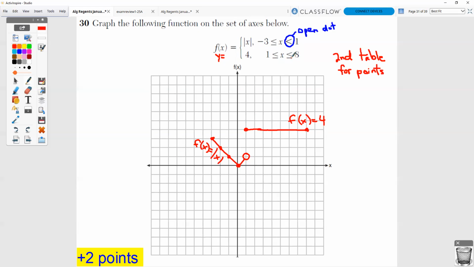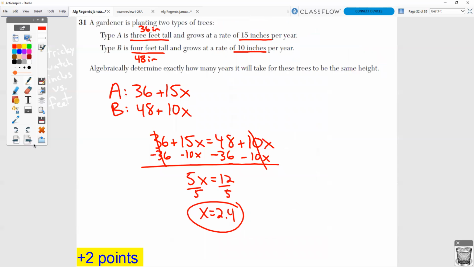Again, closed dot and closed dot. So we have 4, 4, 4, 4, 4, 4, 4. No arrows on the ends again, because it starts at 1 and ends at 8. Remember, to get those points, after you type it into your y equals, you could just hit second and table to find the coordinates of the points. Again, no arrows anywhere. You have to have an open dot here. Again, if you have one mistake somewhere, that's 1 out of 2. If you have more than one mistake, it would be 0 out of 2.